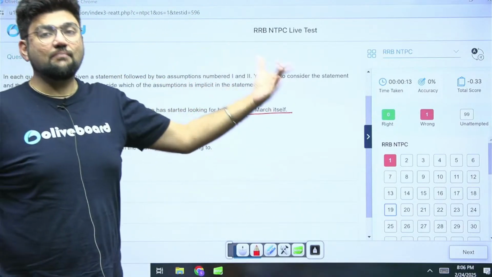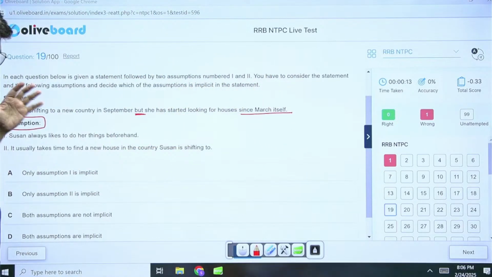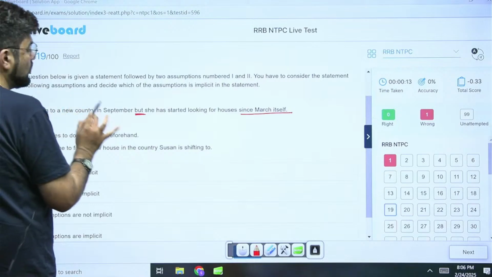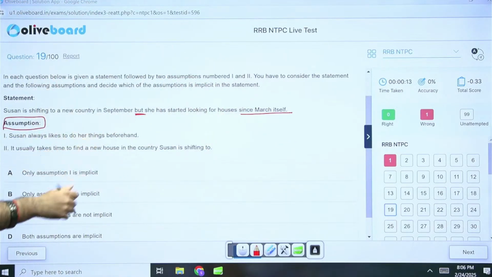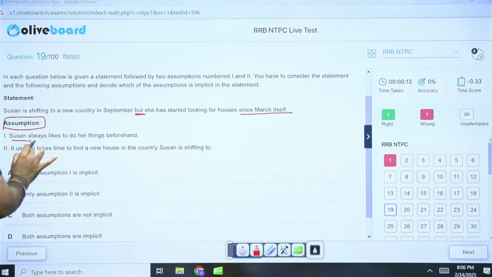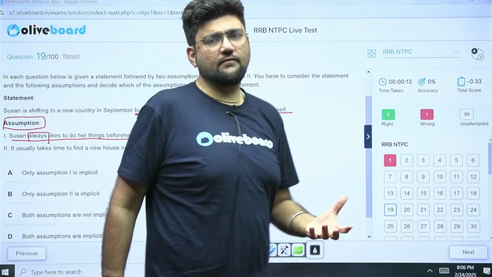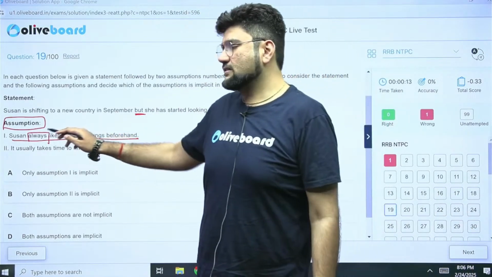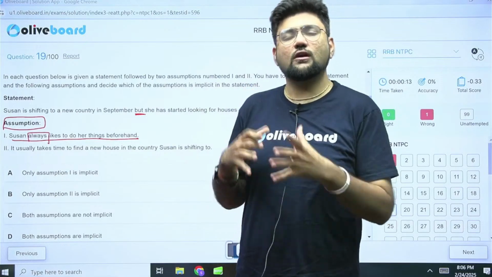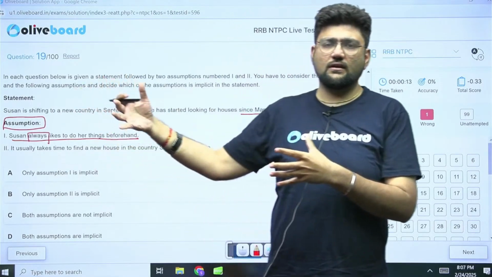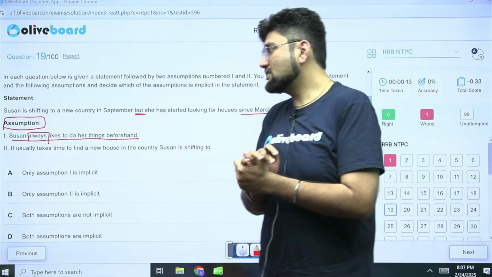Now keeping that in mind, just think and try to fit the bill. So Susan is shifting to a new country in September, but she has started looking for houses in March itself. That is the tonality. Assumption: Susan always likes to do her things beforehand. Now here I know a lot of students are hit by the word always, because we are taught that whenever there is an extreme assumption or a conclusion, you drop it. That might not fit the bill for the assumption part. For conclusion, inferences, and other conditions it will be valid. For assumptions, you will have to think again.